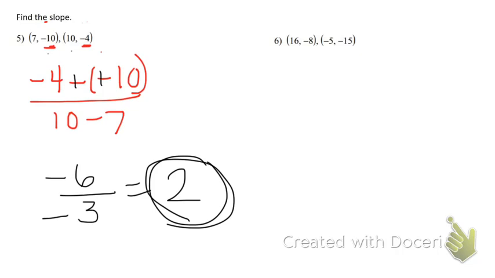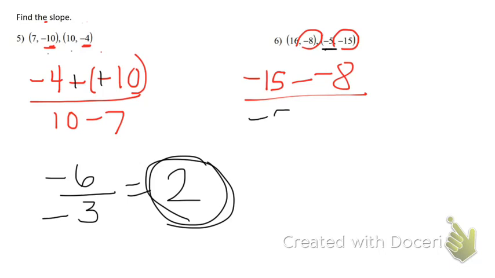All right, number 6. Subtracting the y's, negative 15 minus negative 8. And now subtract the x's, negative 5 minus 16. Two negatives make a positive when you're subtracting a negative. So negative 15 plus 8, which is negative 7. And negative 5 minus 16 is negative 21.